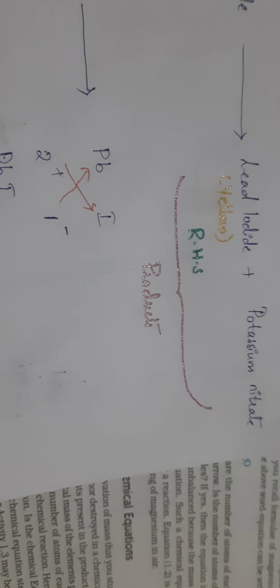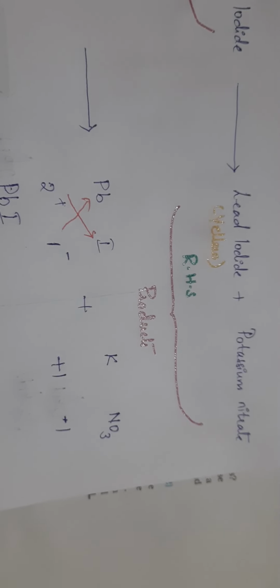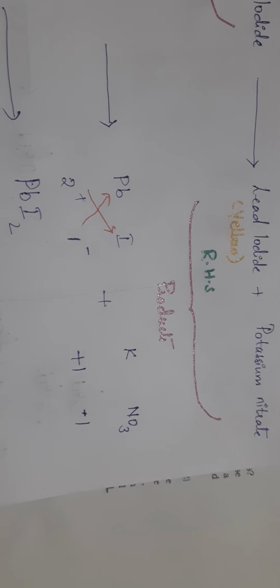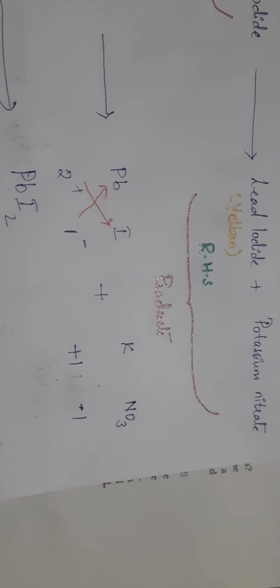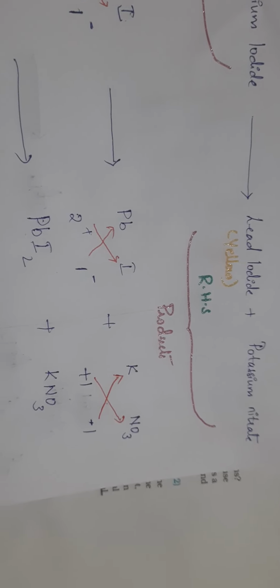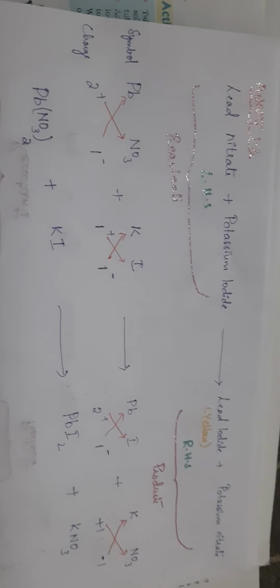Now let us move to potassium nitrate. Here the potassium symbol is K, and nitrate is represented as NO3. The charges: potassium is +1, nitrate is -1. When we interchange the charges, we get the chemical formula of potassium nitrate as KNO3. So this is how, if you don't know the chemical formula, you can derive it.